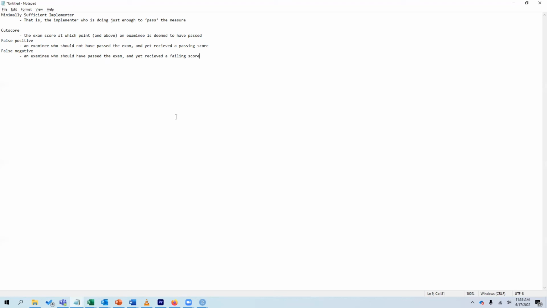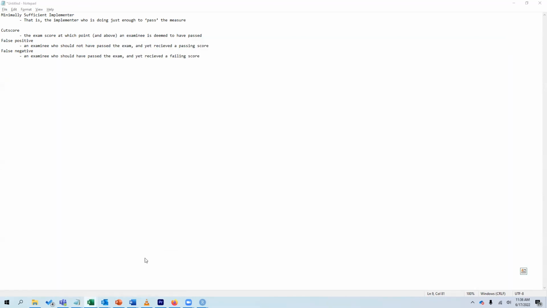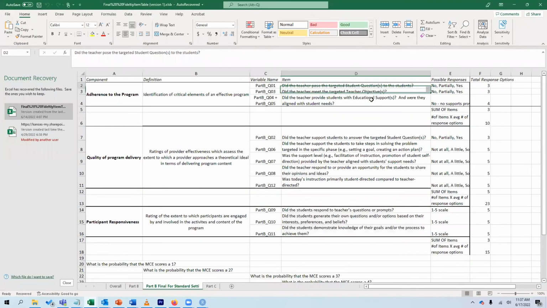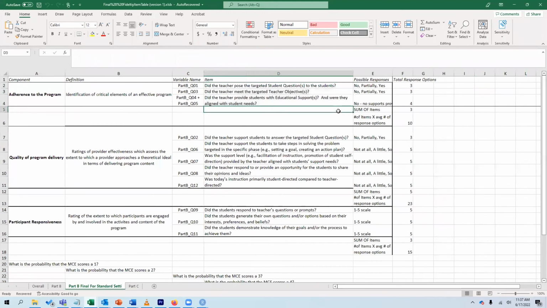And what this method does is it's very systematic. We're going to look at each item on the measure. I have all of the items here. We're going to look at each item on the measure within a given domain, and I'm going to have you, the experts, come up with estimates for each of those items on how likely the minimally proficient implementer would be to get a certain score.